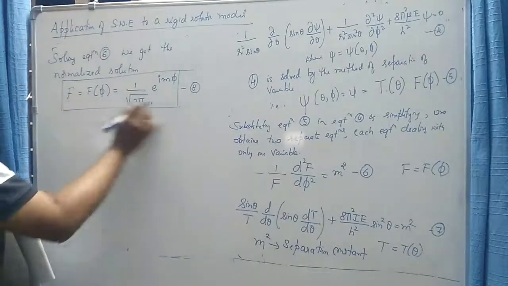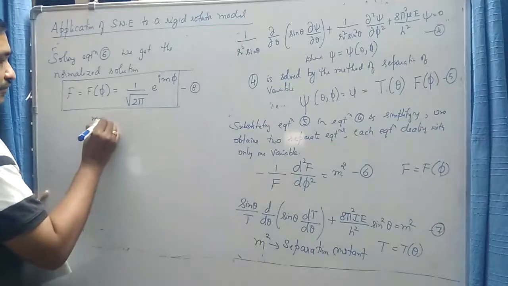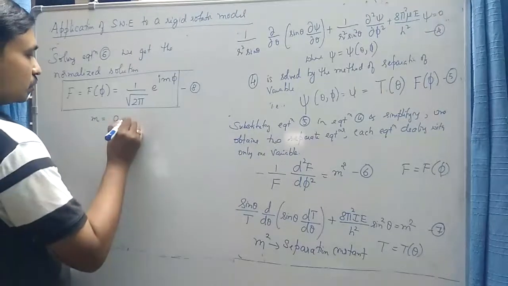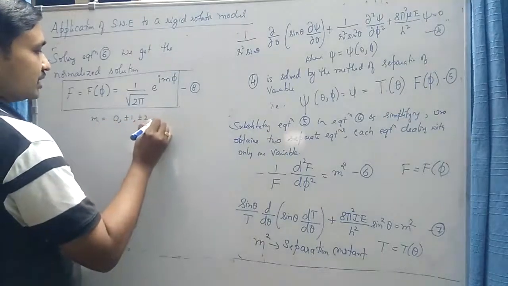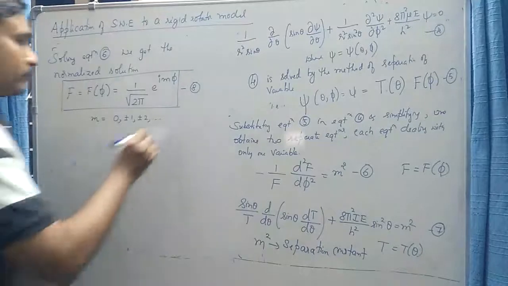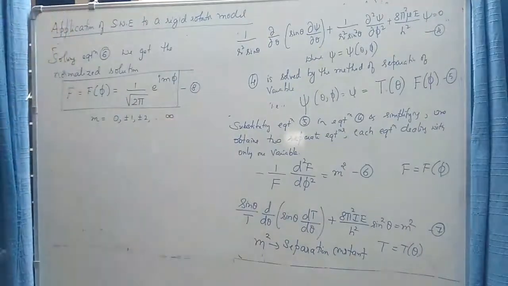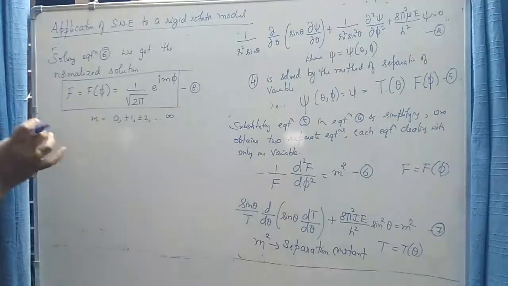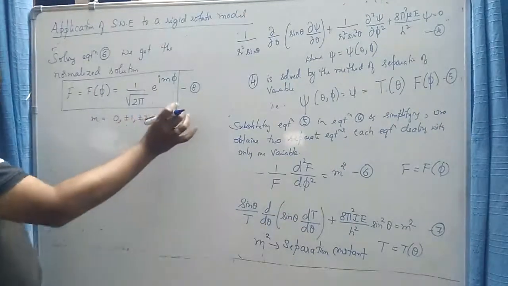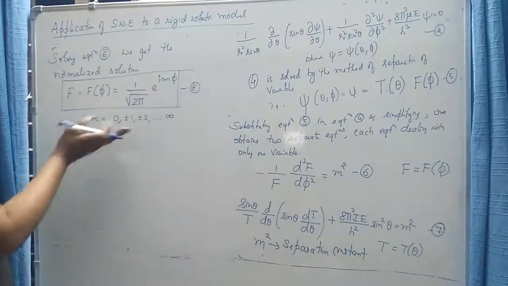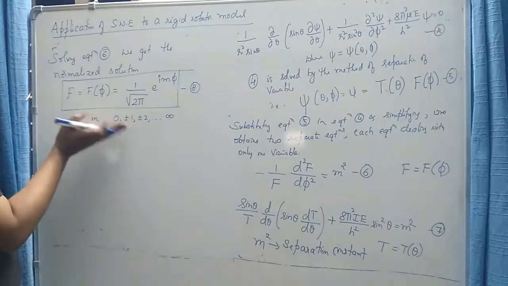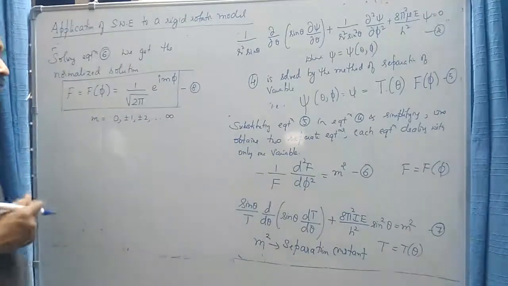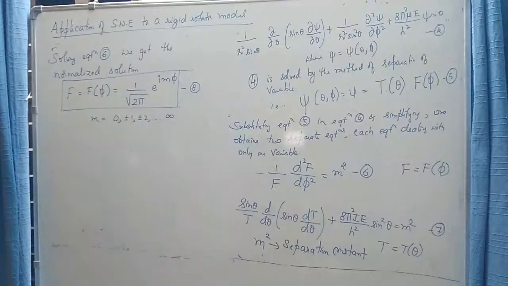Okay, and this is a normalized solution, and the value of m is restricted to take only plus or minus integral values up to infinity. There is a restriction on the value of m that it can only take integral values, but there is no limit on the maximum value. It can take any value up to infinity. Why do we have this restriction? This restriction is because of the boundary condition or the normalization condition. So this is one type of quantum number.